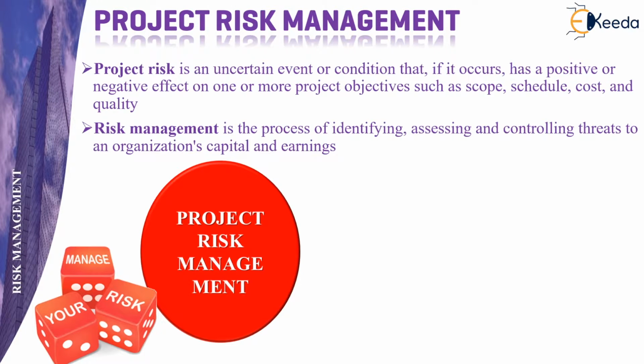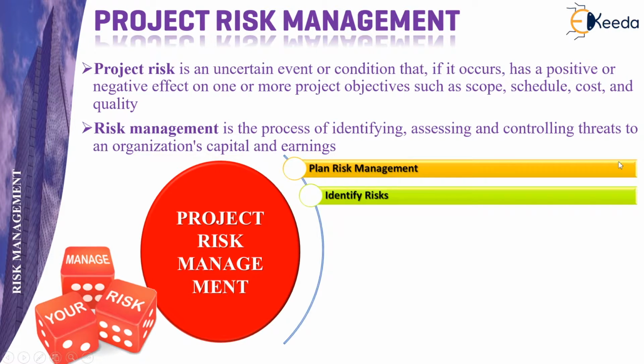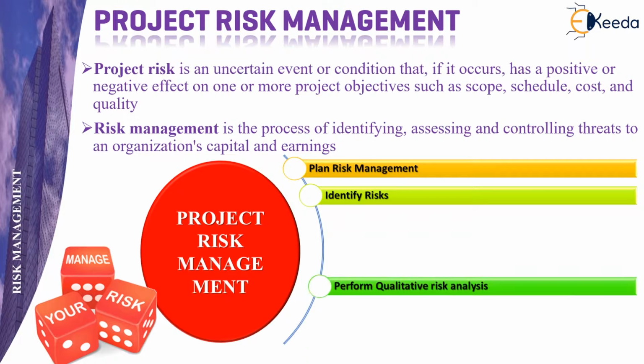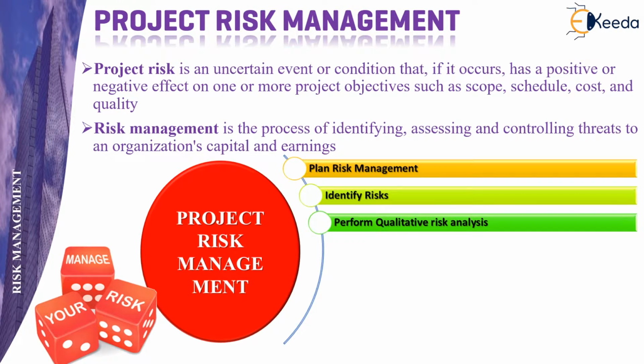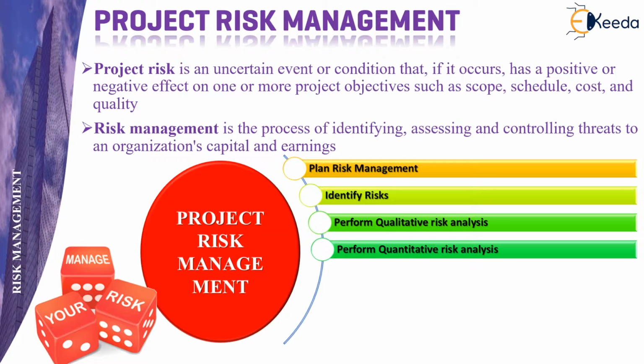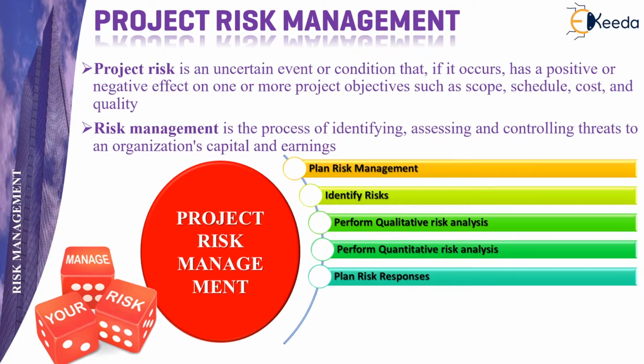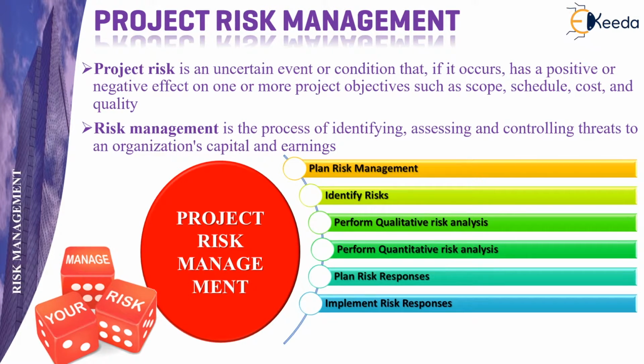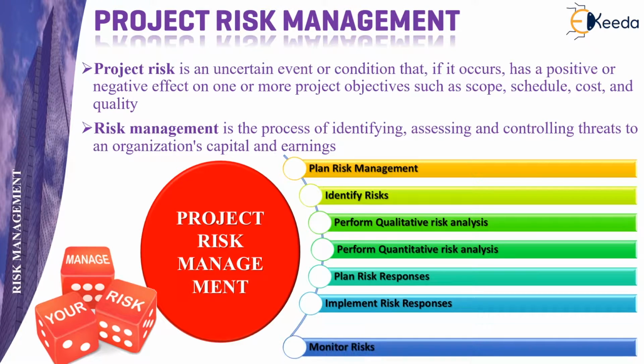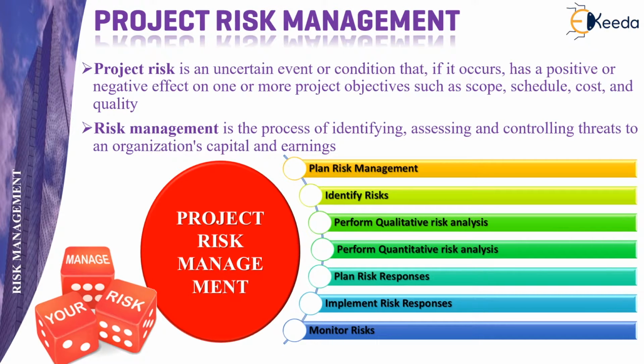Therefore, the project risk management processes listed in PMBOK are plan risk management, identify risks, perform qualitative risk analysis, perform quantitative risk analysis, plan risk responses, implement risk responses, and monitor risks. Today, we will discuss some of these important processes.